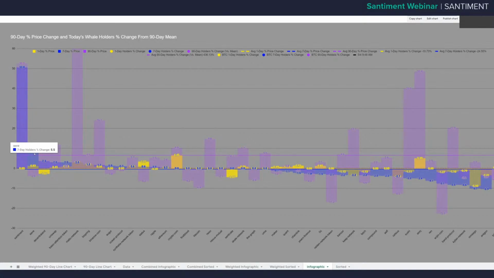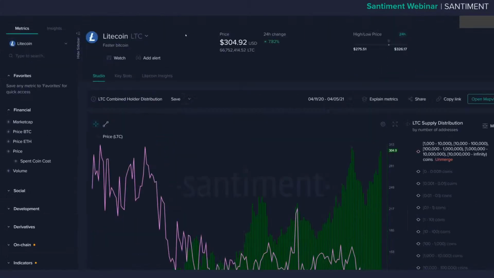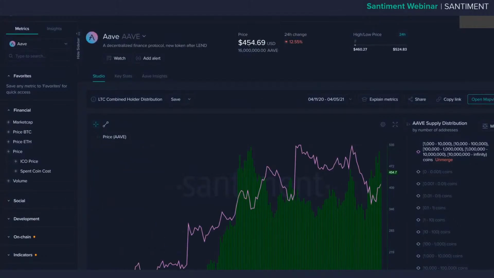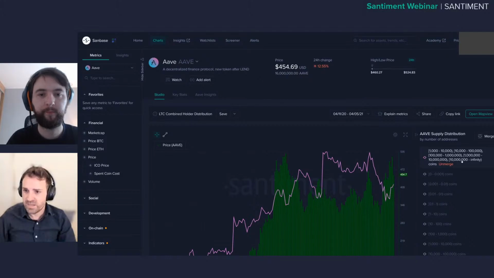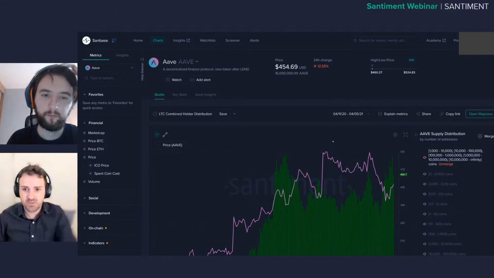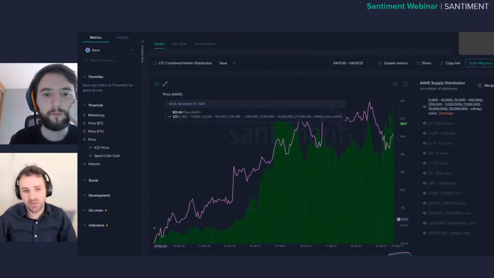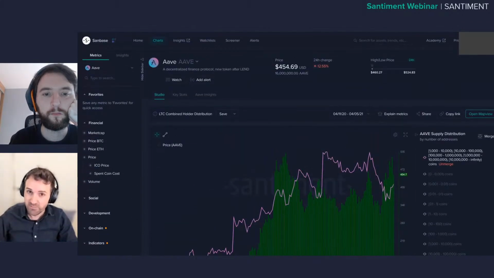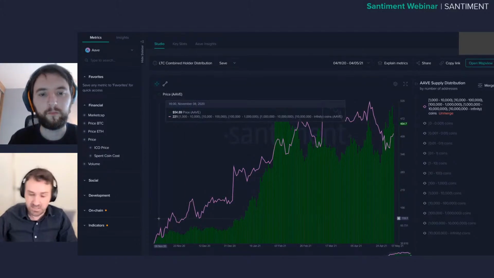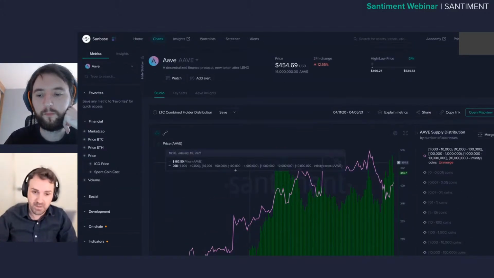Basically, whatever the exponent is between 100,000 and 1 million. So if we look over to Aave really quick, I'm just going to switch from Litecoin, which I was going to show, over to Aave. Aave's price is currently about 455 or so. We're showing the 1,000 to infinite amount of coins in those addresses as whales, meaning they're holding about $454,000 or more. That's what this line is, showing how many addresses hold 454k or more.